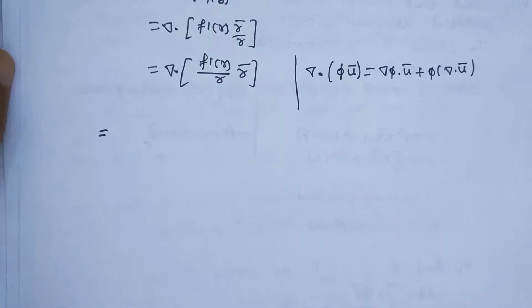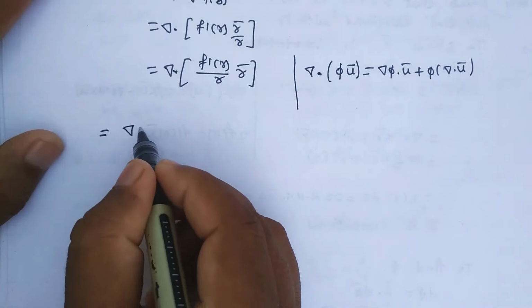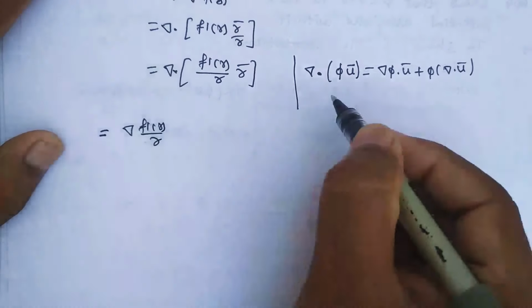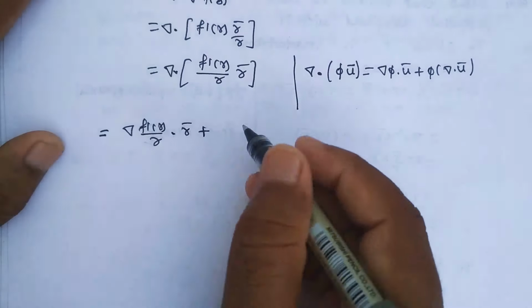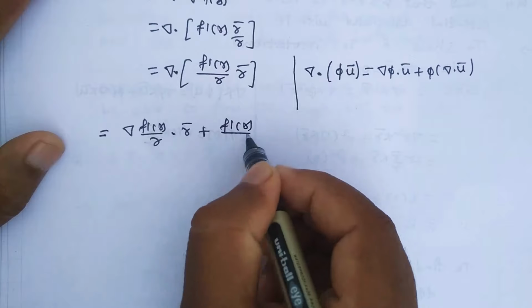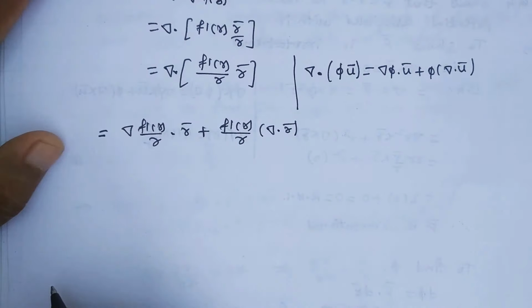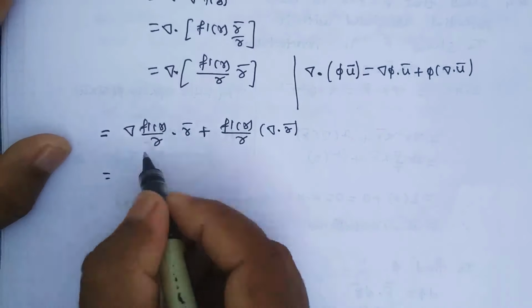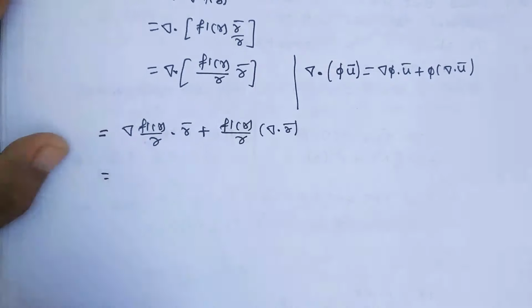This is our phi. So del of f dash of r upon r dot this r bar plus f dash of r upon r into del dot r bar, using the vector identity. Now first we have to solve this del of f dash of r upon r. We know that the value of del is i bar into del by del x plus j bar into del by del y plus k bar into del by del z. That is a derivative operator.